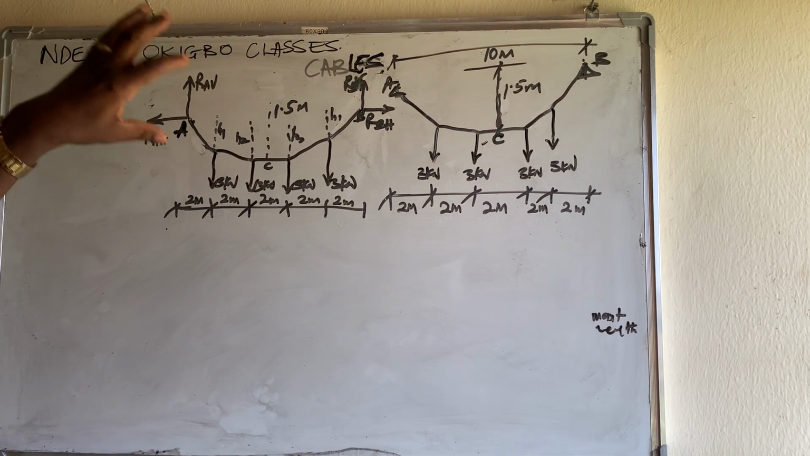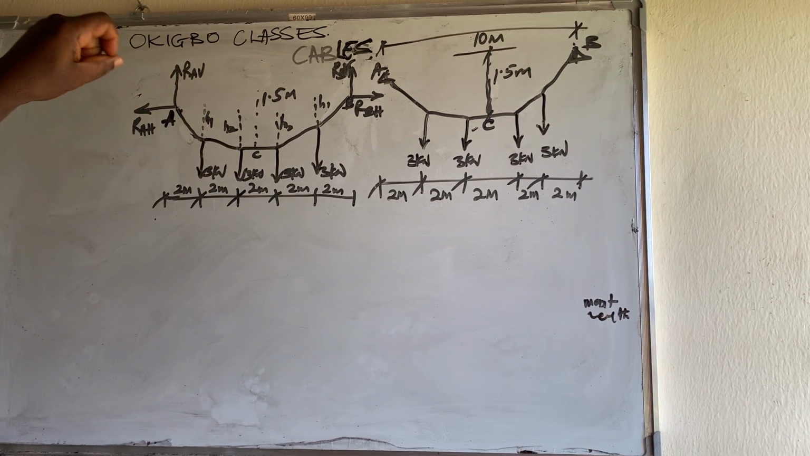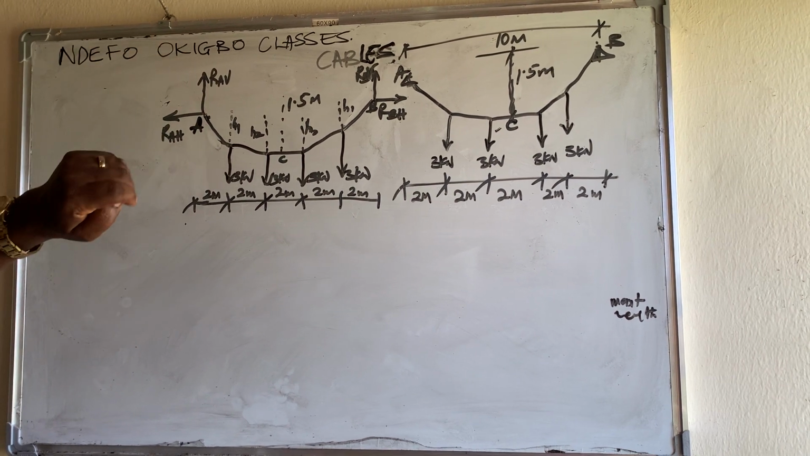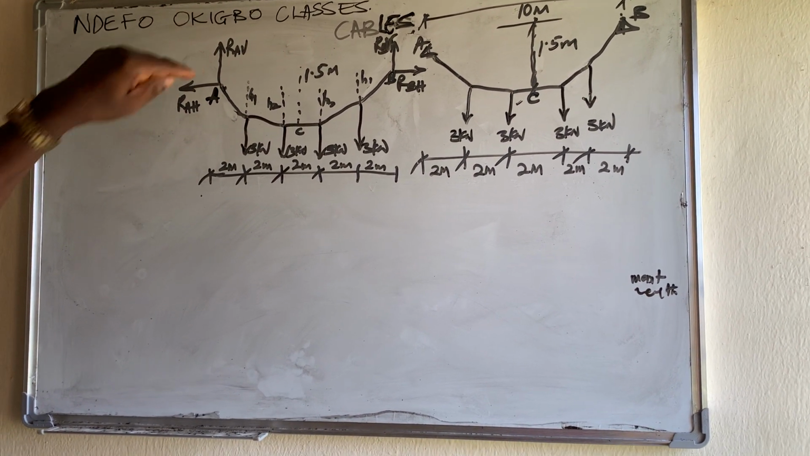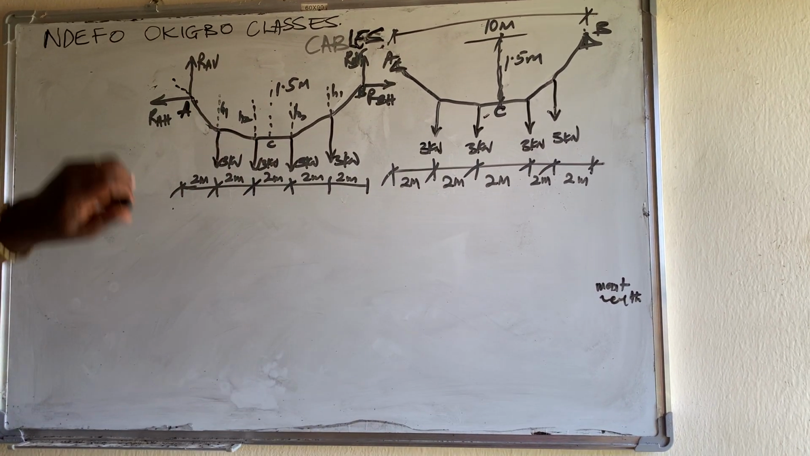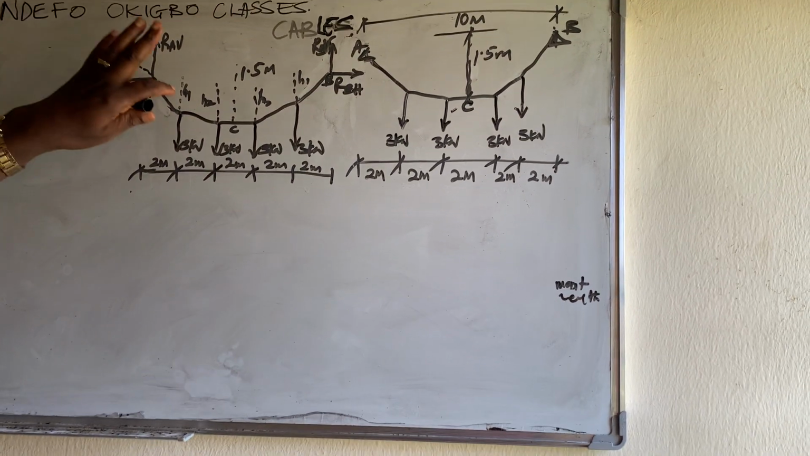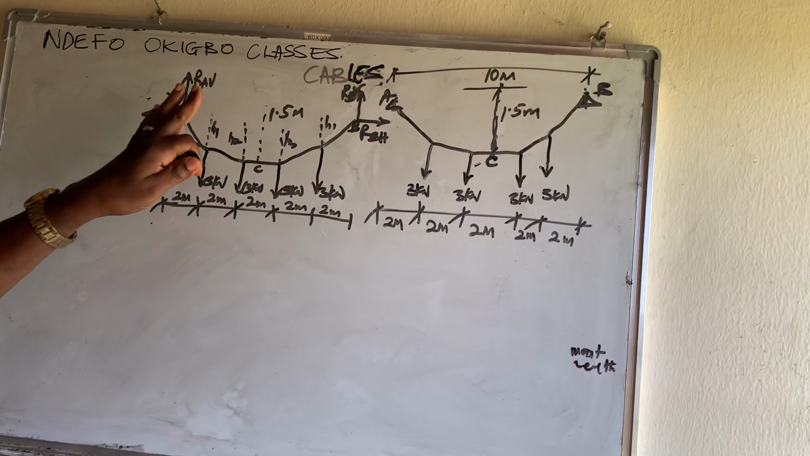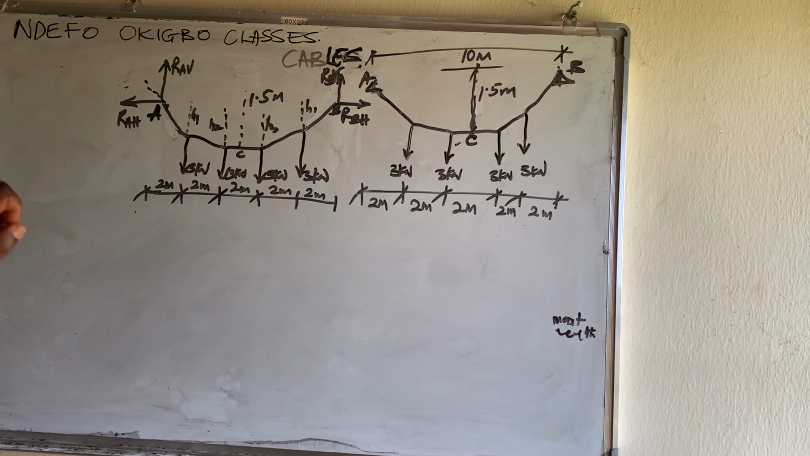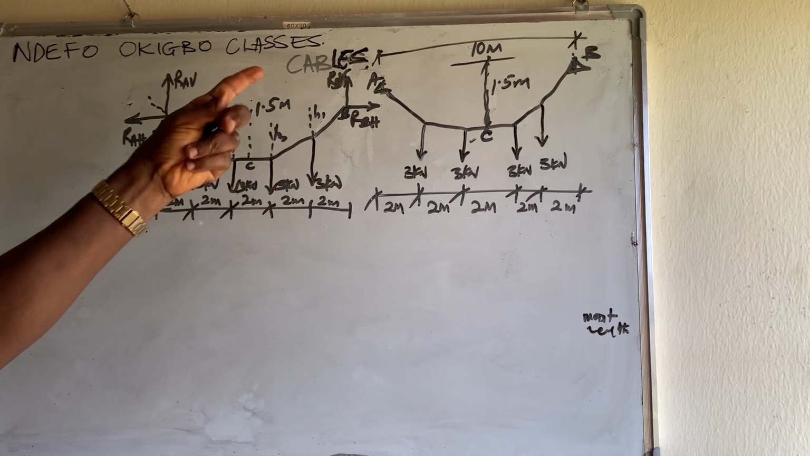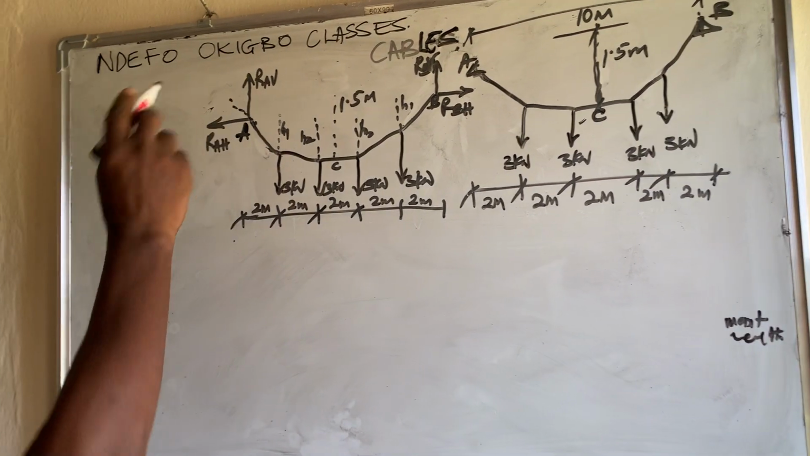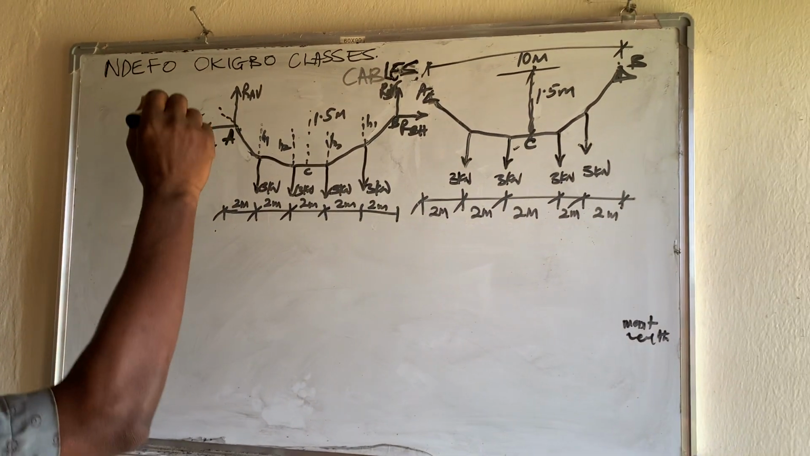If we can get reaction A vertical and reaction A horizontal, by Pythagoras theorem, we can get the maximum tension in the cable. So that is what we're going to do. If we get that, we get the maximum tension. So first of all, we get the reaction A vertical and reaction A horizontal. We can also do the same thing for reaction B vertical and reaction B horizontal. After that, by Pythagoras theorem, we get the maximum tension in the cable.